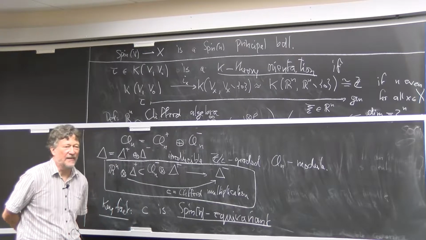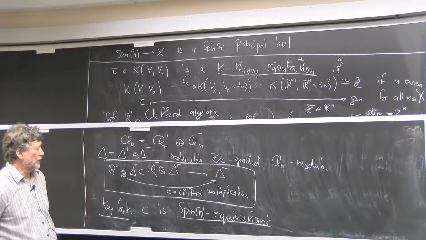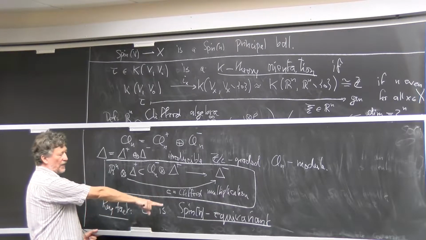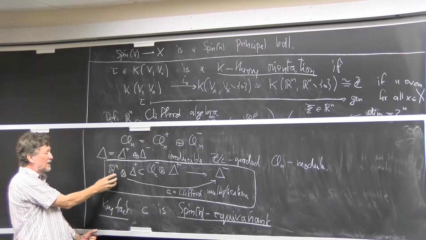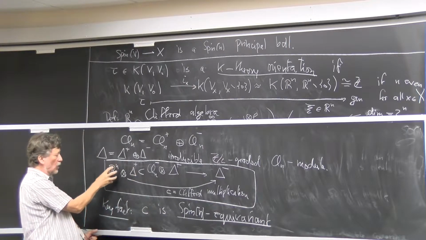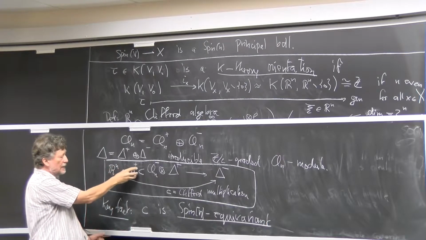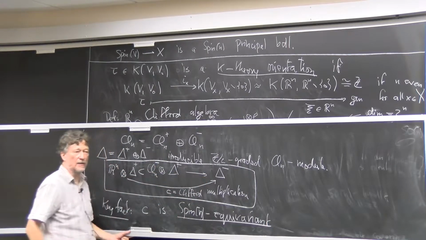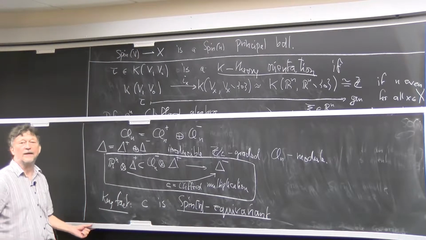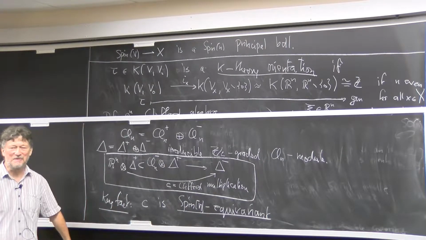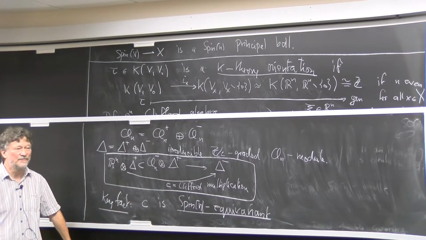Thank you for the reminder. Yes. So the question was, when you talk about the spin n equivariance here, do you mean that you act on each of these components, on Rn and delta plus and delta minus, in the prescribed way? And the answer is yes. Thanks for the reminder.